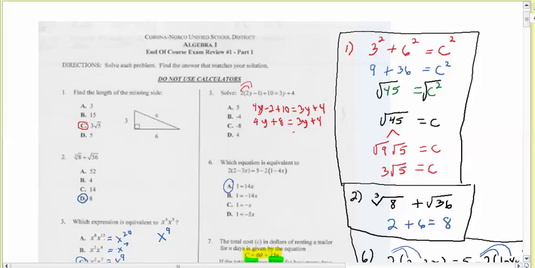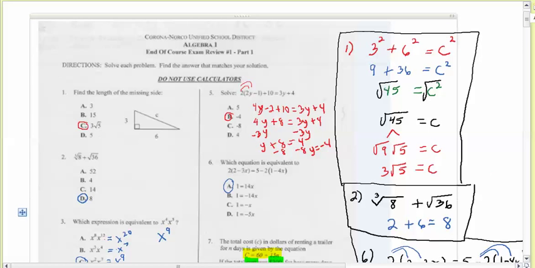I'm going to subtract 3y from both sides. So I've got y on this side. And then I'm going to subtract 8. So my y is equal to negative 4. And so it's letter B. Okay, so I forgot that one. Okay, number 6.